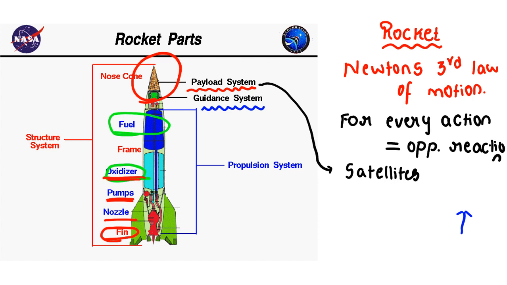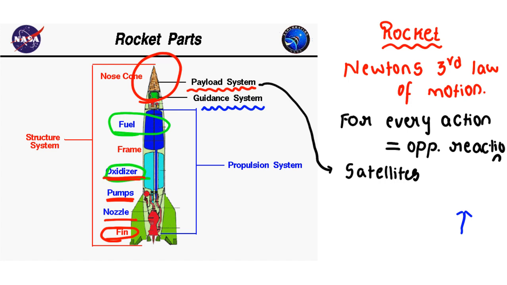Then what does the nozzle consist of? The nozzle consists of the flow of the fuel and oxidizer, where it emits the exhaust. The exhaust is generally used here to burn the rocket fuels, and the same is called the action, and the opposite reaction is the movement of the rocket into the space.